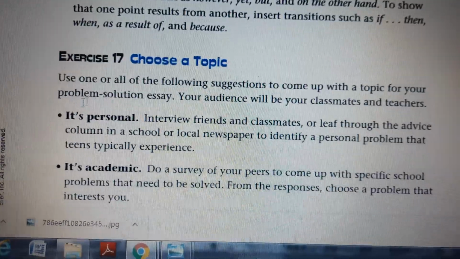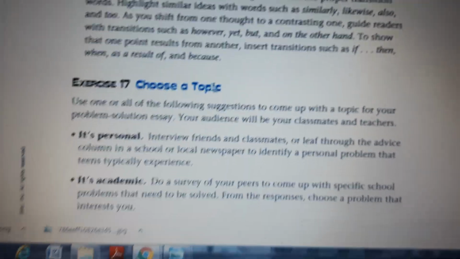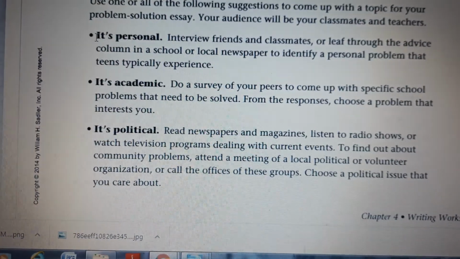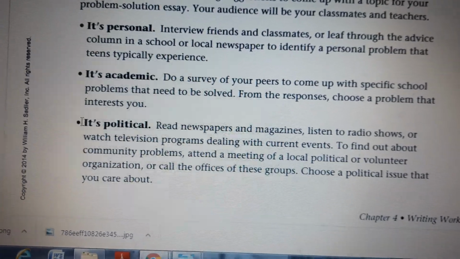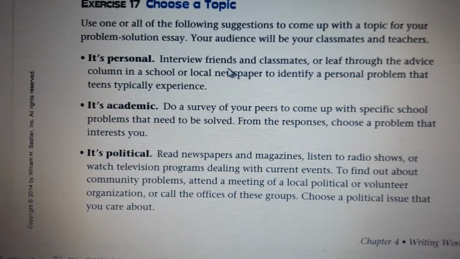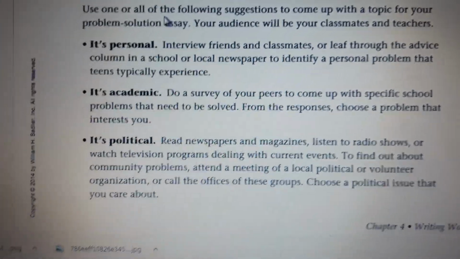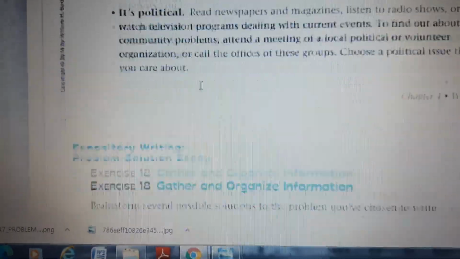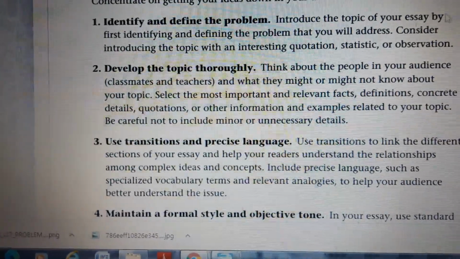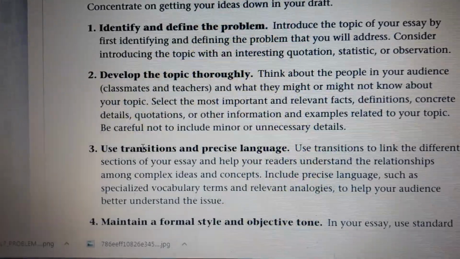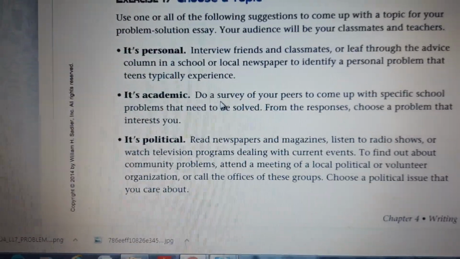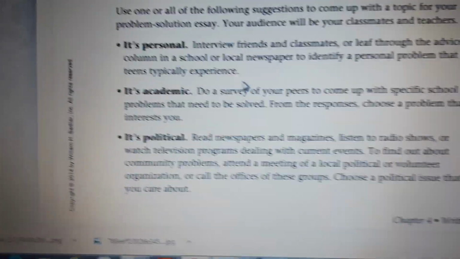And you have to choose a topic that you like to write about. This is so important. It can be personal, academic, political. Personal, maybe because you find something, interview friends, or like this. This is if you want to choose a topic. I want you to choose a topic and please write about it. I want you to have it this weekend.